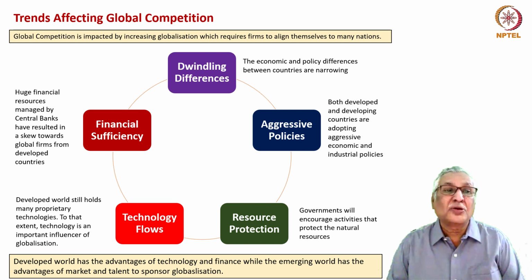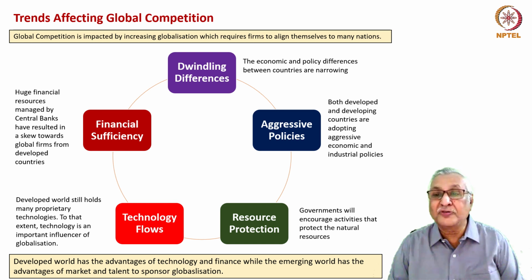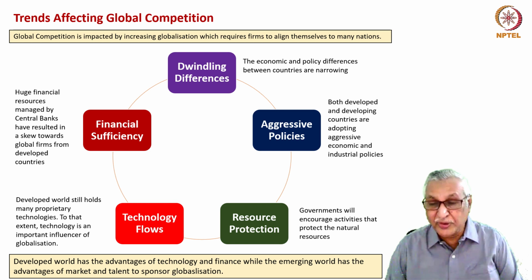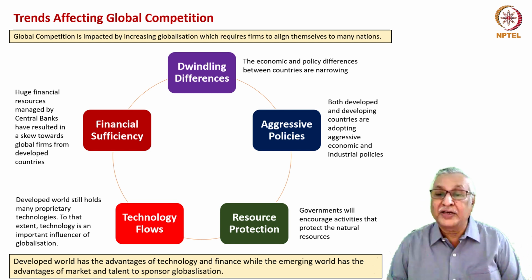What are the trends affecting global competition? Global competition is impacted by increasing globalization, which requires firms to align themselves to many nations. Today, the economic differences and policy differences between countries are narrowing. Dwindling differences are one of the important reasons for global development as also global competition. Aggressive policies of governments is another factor driving global competition. Both developed and developing countries are adopting aggressive economic and industrial policies to invite foreign direct investments and global companies to enter the domestic markets.